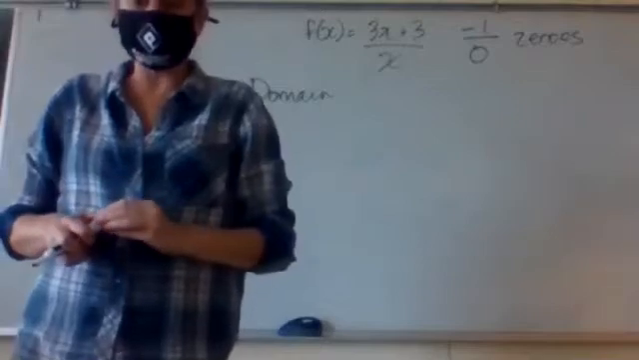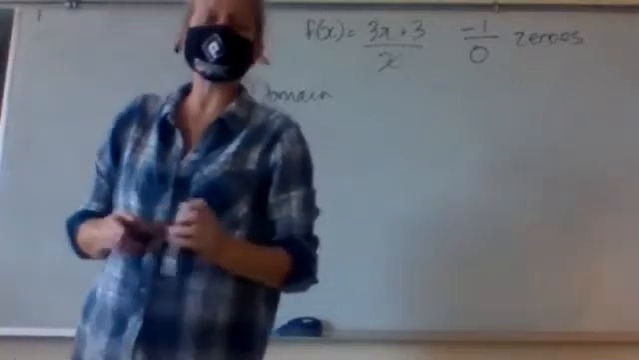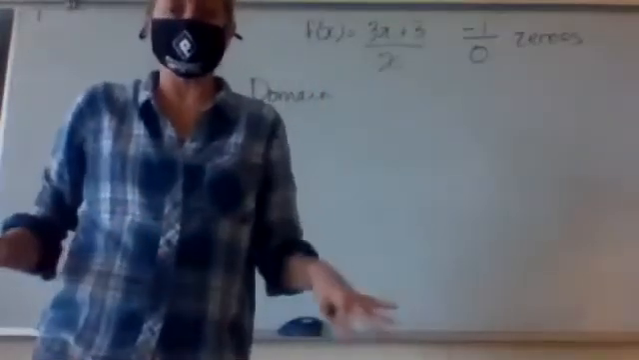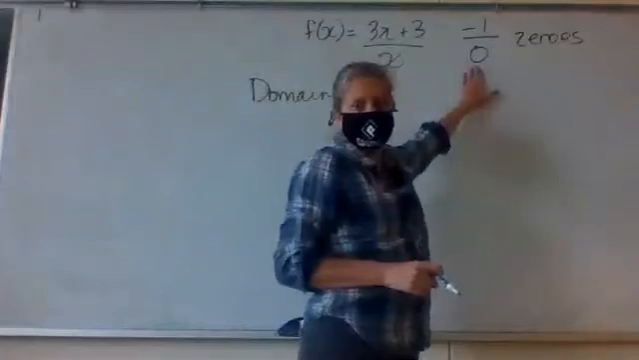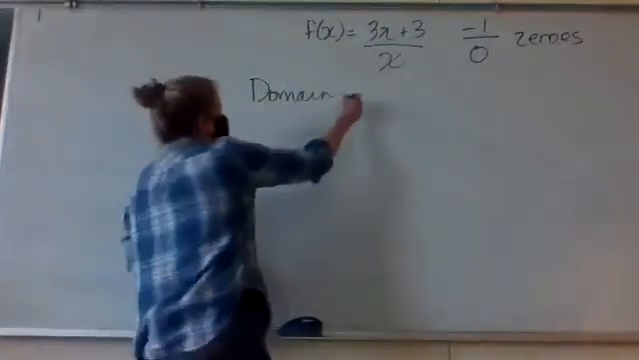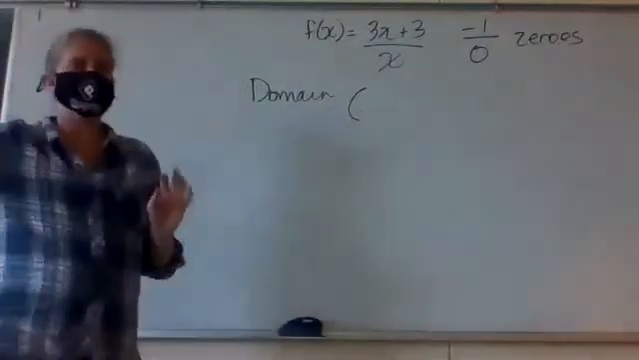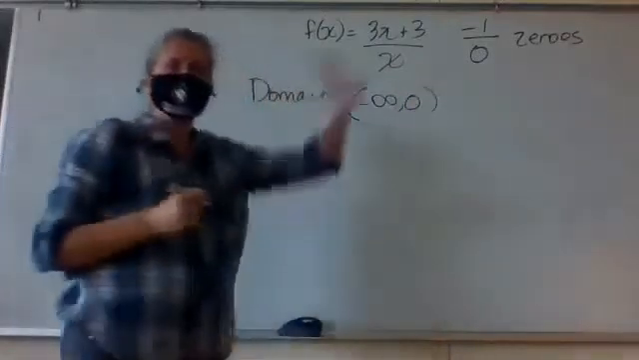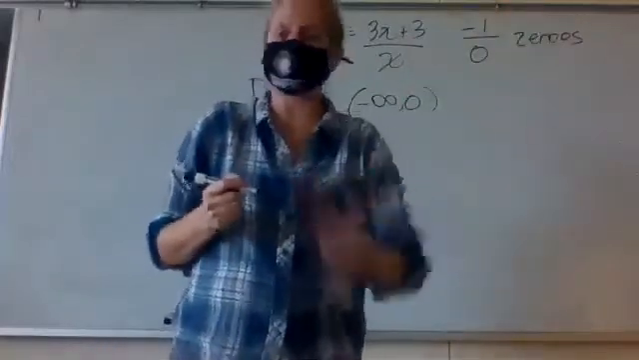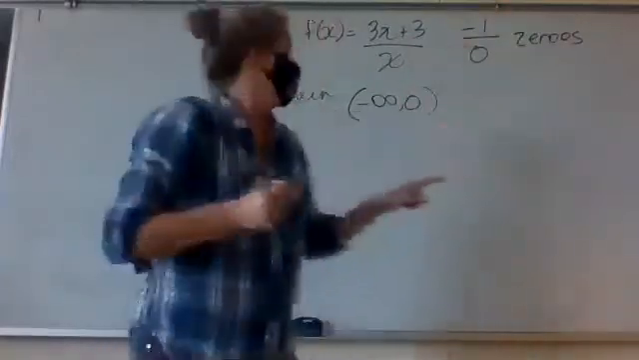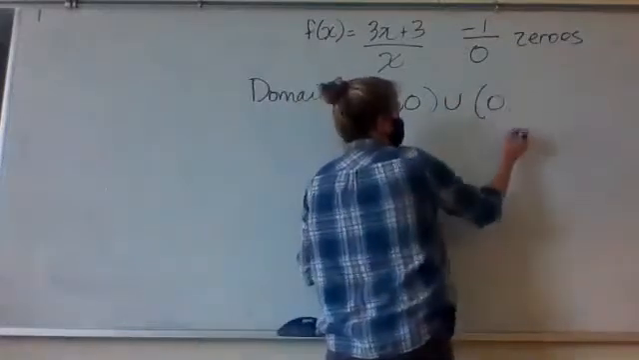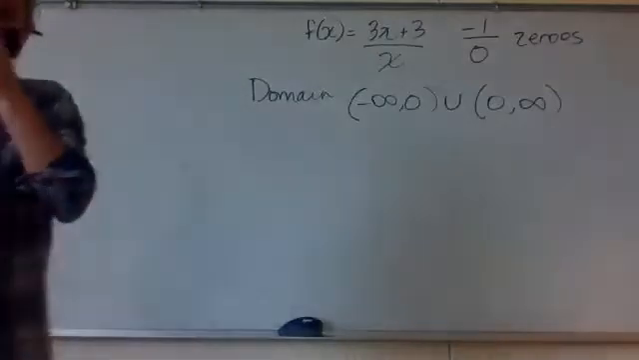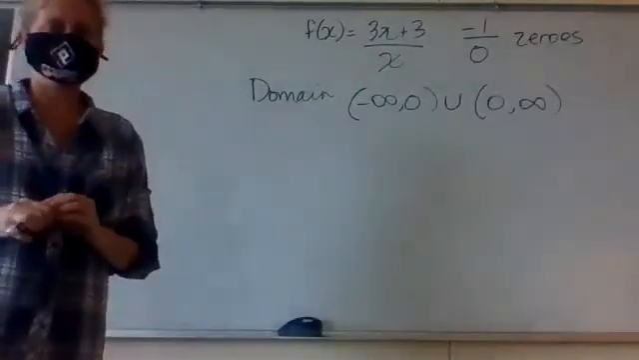It wants me to write that in interval notation, which means I want to show that I am including everything on the number line, all the real numbers except 0. So where does the number line start? All the way to the left. It starts at -infinity, and then I want to go all the way to 0, but I put a parenthesis around that 0 because that means do not include that number. And all the numbers above 0, so from 0 to positive infinity. So there's your domain.